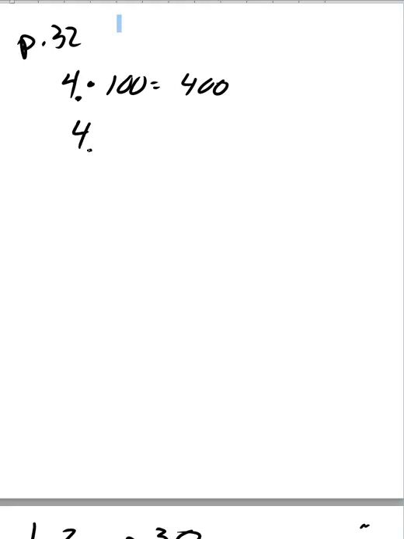So this is on page 32. If you have a number like 4, and you're going to take it times 100, you're going to get 400. And basically all you did there is you took this decimal point that is after the 4 and moved it 2 spots to the right to get 400. Okay, so we have 4. The decimal point is there. 1, 2. You get 400.